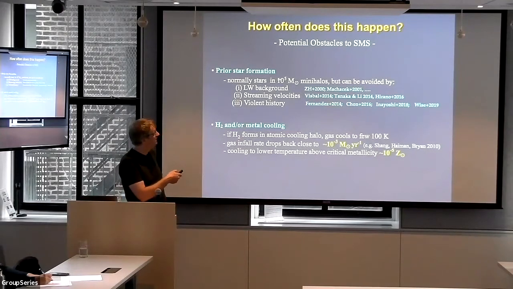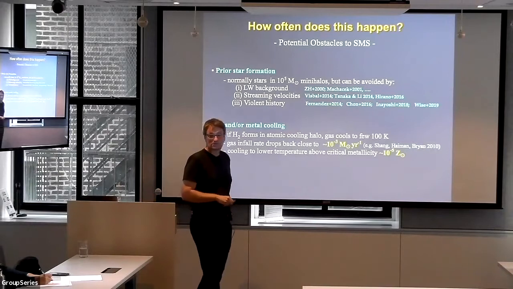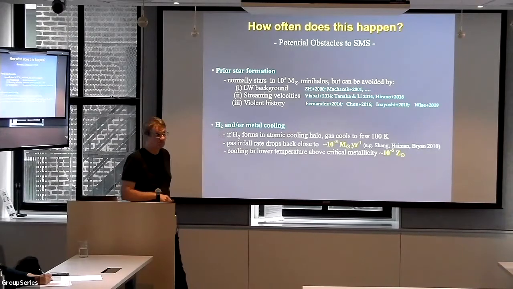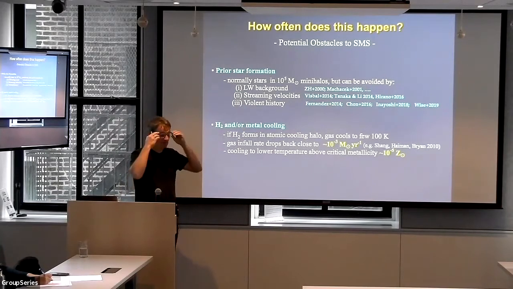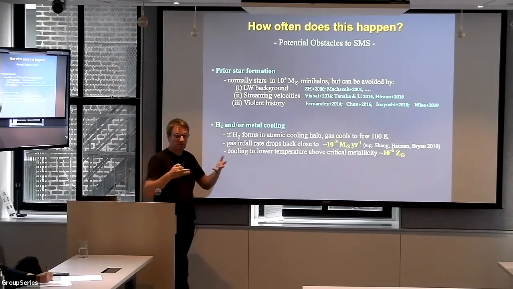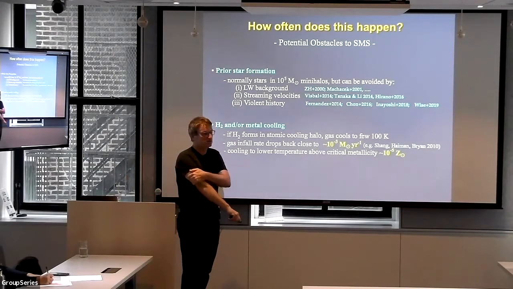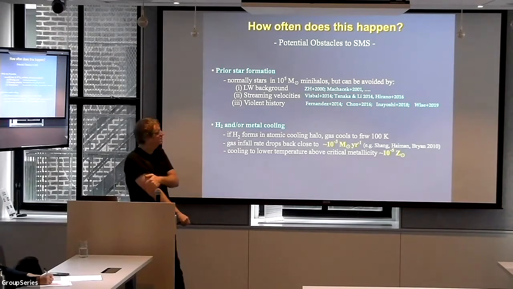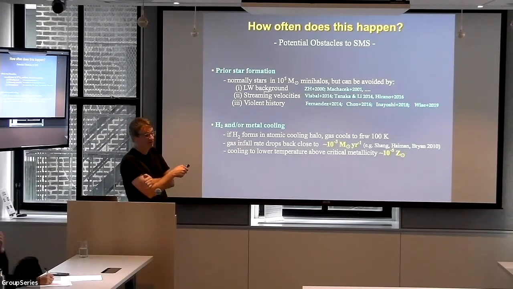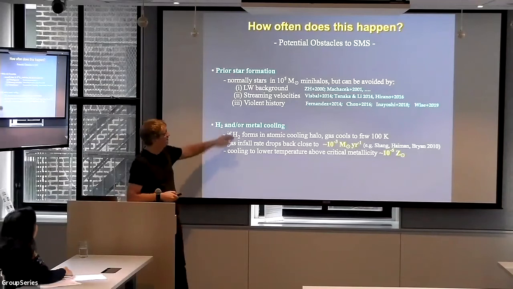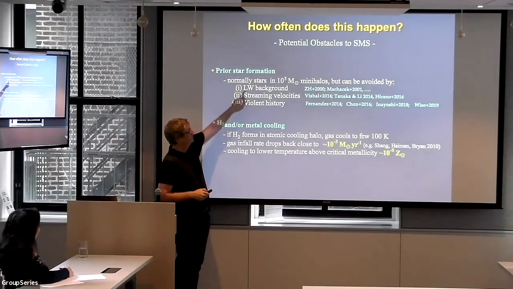So the first one is the UV background in the universe. The first stars which form, the normal massive Pop III stars, start to shine UV radiation. They emit radiation in the soft UV, and then those photons can actually destroy molecules in halos forming elsewhere in the universe. So that's one idea. I'll say something more on that in a second.